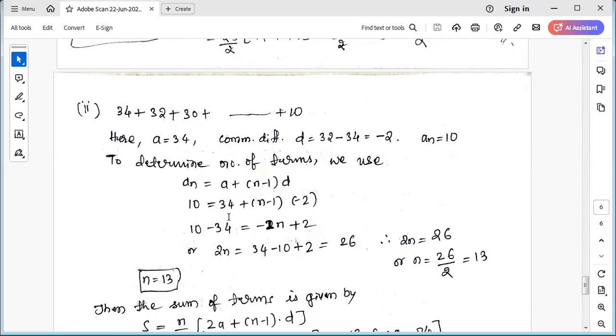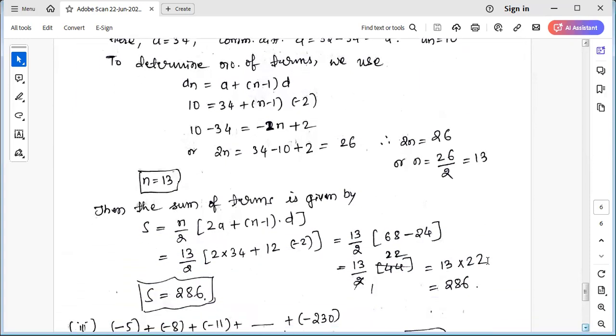So you make use of the nth term formula again. An is equal to a plus n minus 1 into d. An is 10, a is 34 plus n minus 1 into d is minus 2. Take this 34 to either side, and multiply minus 2 into n minus 1. This gives minus 2n plus 2, since minus 1 into minus 2 is plus 2. You simplify: take 2n to the LHS and all terms to the RHS. It is 34 and it becomes minus 10, this is plus 2. So this gives 26. That means 2n is equal to 26, or n is equal to 26 divided by 2. This is 13. So we obtain the value of n.